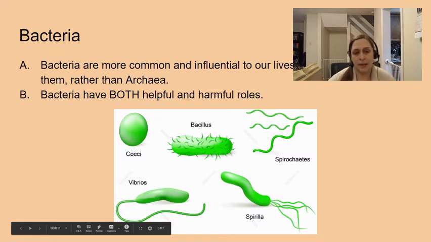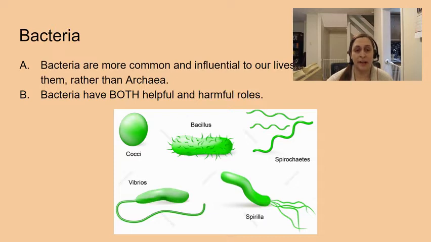Bacteria are more common and more influential to our lives than archaea. If you think back to Unit 1, you'll recall that archaeans are found mainly in extreme environments, like frozen places and boiling hot springs, thermal vents at the bottom of the ocean, where you and I don't spend a whole lot of time. And that's why bacteria are really more a part of human life, because they can be found in the places that we live and even inside our bodies.